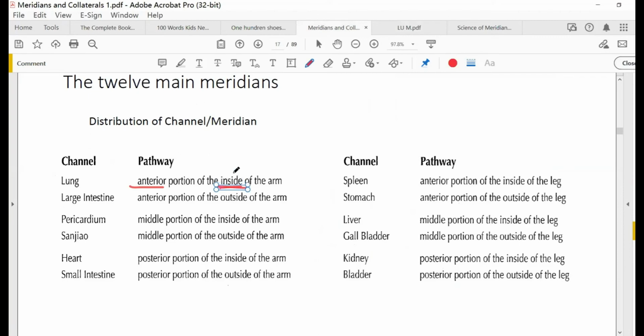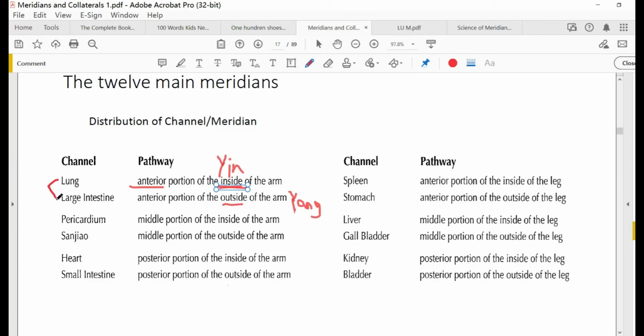This inside, that means the yin part. And large intestine, outside of the arm, that means the yang region of the arm. Right, the inside and outside tells you that's the yin or yang.